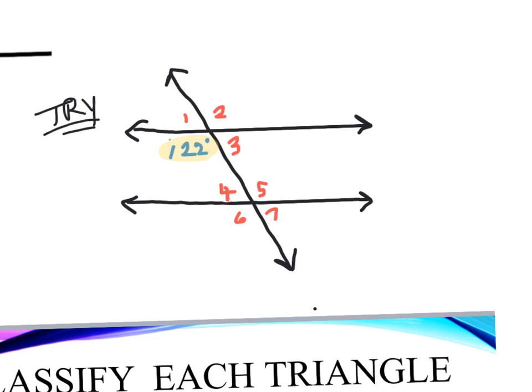Okay, here we go. 122. So I know that this is also 122. Now I see that angle 3 is next to it. So I go like this. Next door neighbors. What's my total have to be? You got it, 180. So 180 minus the 122, 58. Angle 3 is 58 degrees.